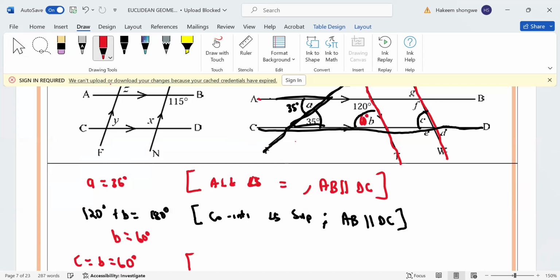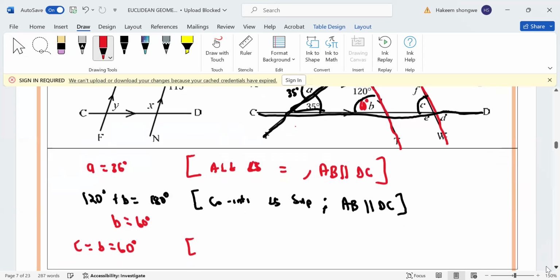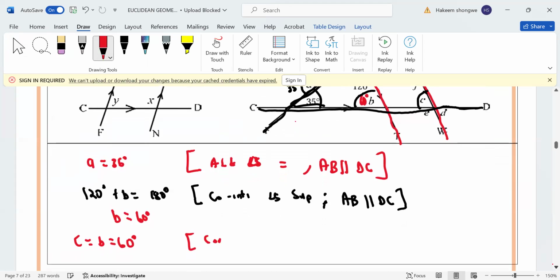And then the reason is because we have corresponding angles equal. And then they're equal because which parallel lines are we using? ST and VW.